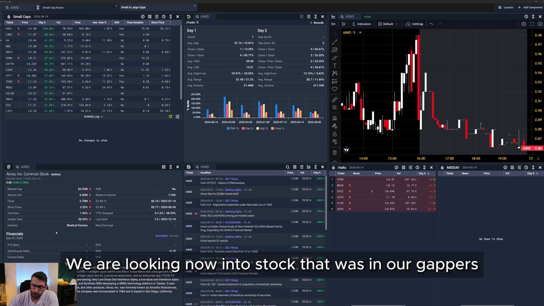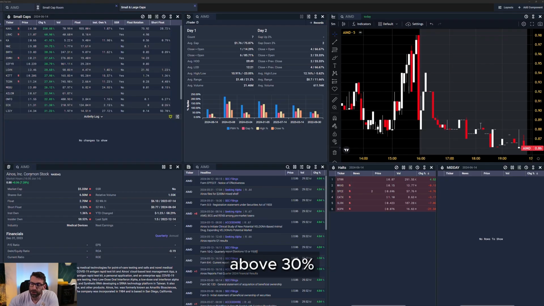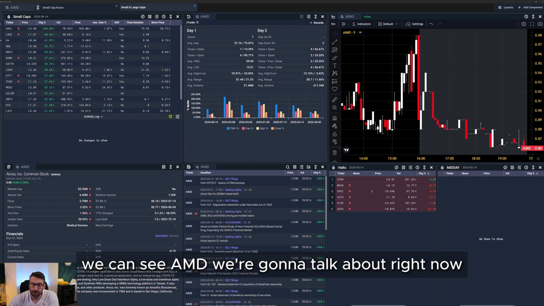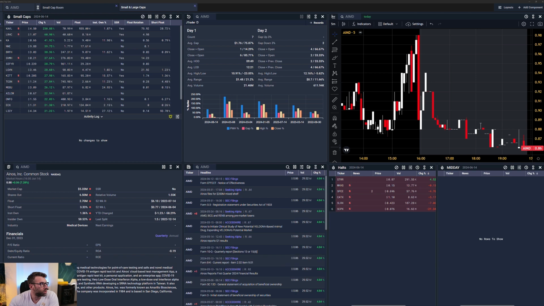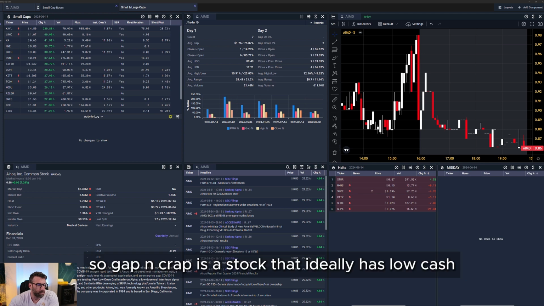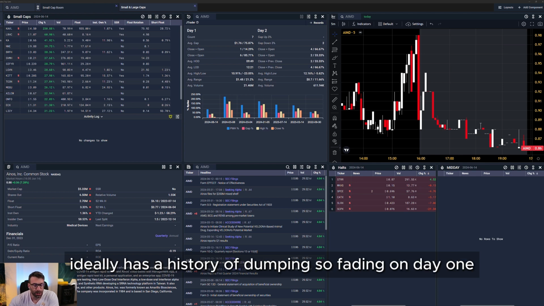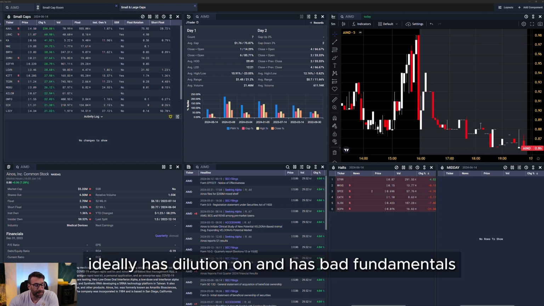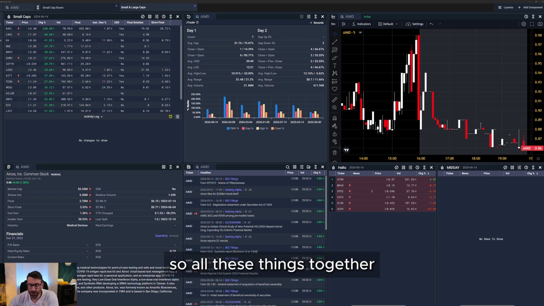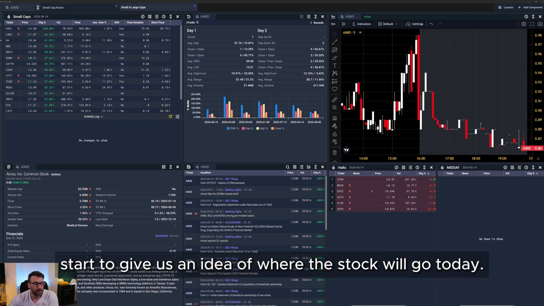We're looking now into a stock that was in our gappers above 30%. We can see AMD. We're going to talk about right now the first pattern of today, which is the gap and crap. So gap and crap is a stock that ideally has low cash, ideally has a history of dumping, so fading on day one, ideally has dilution on, and has bad fundamentals. So all these things together start to give us an idea of where the stock will go today.